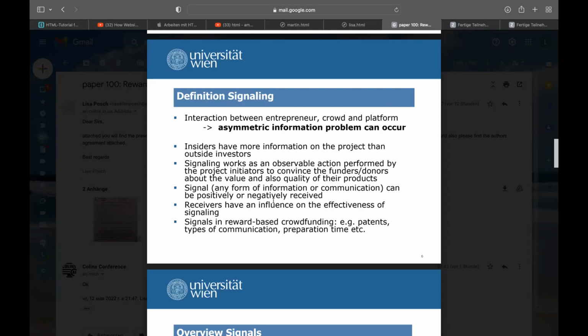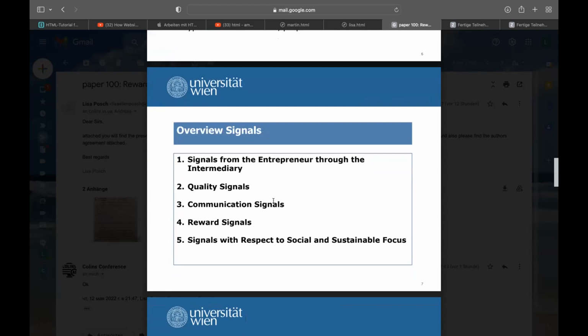So now I'd like to give an overview of the signals. In the research of this paper, I categorized signals from the entrepreneur through the intermediary using crowdfunding. The platform functions as intermediary, as a connector with the funders on the platform. The entrepreneur builds a relationship with the crowd, which contributes an amount of money to a specific project on the platform. Therefore, a crowdfunding platform creates positive cross-group effects between the entrepreneur and the crowd.